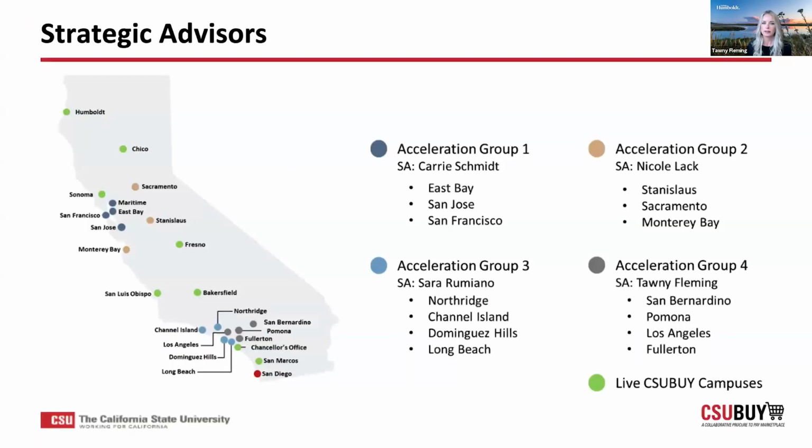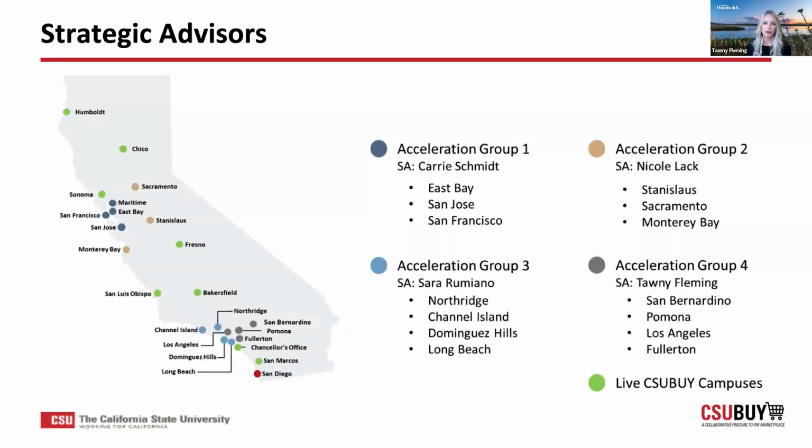To support the Chancellor's Office core team with the P2P implementation, the non-live campuses have been organized into regional groups, with each group assigned a strategic advisor. The strategic advisors are Carrie Schmidt, Nicole Lack, Sarah Rumiano, and myself, Tawny Fleming. Each of us brings extensive experience and expertise in the procure-to-pay processes, and we are here to help guide and support campuses throughout their implementation journey.